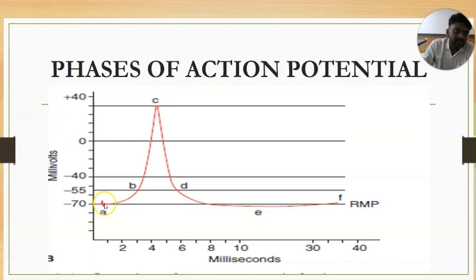So A is the stimulus artifact, right? B is the firing level. Beyond the firing level, there is a rapid upstroke and a rapid downstroke, followed by a slow phase, and then the graph moves below the baseline again. That is the hyperpolarization phase.